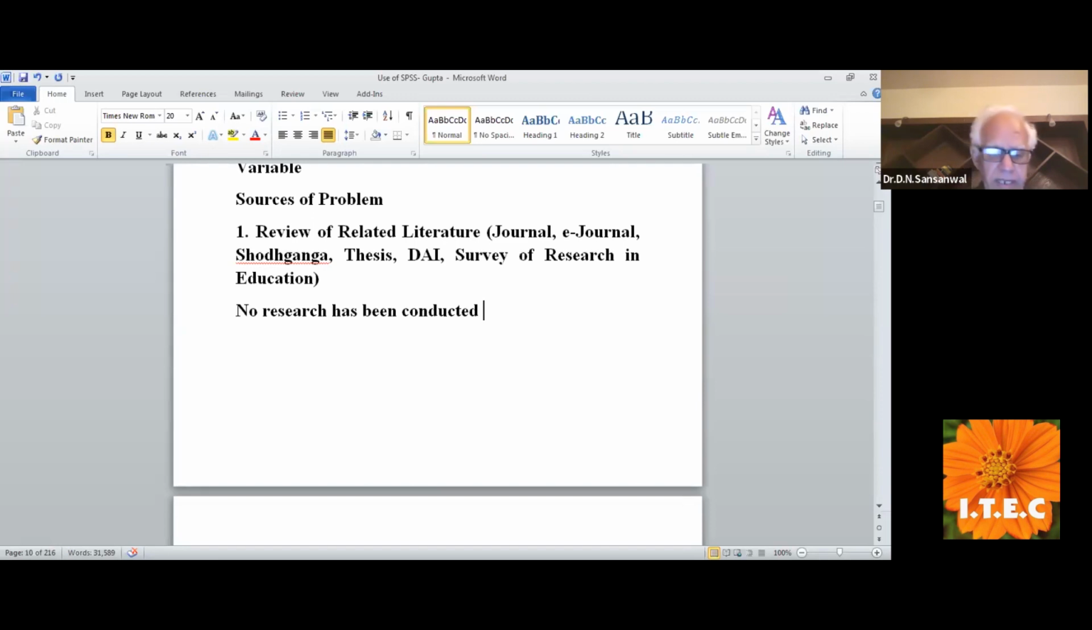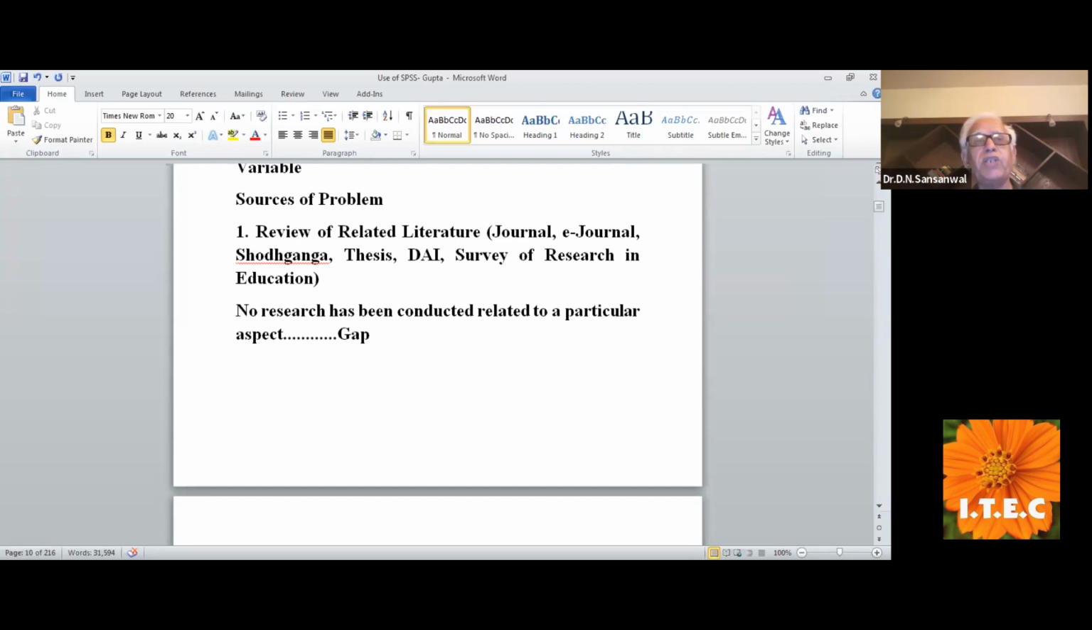No research has been conducted related to a particular aspect. And if no research has been conducted, that means there is a gap. And if you come across the gap, then you may think of conducting research so that the gap is filled up. So here is a situation which you can use in order to select the problem for your research.